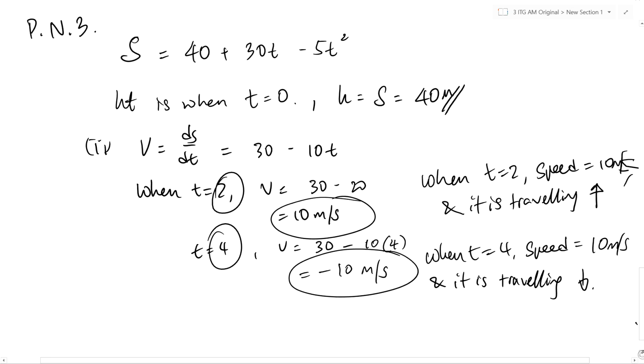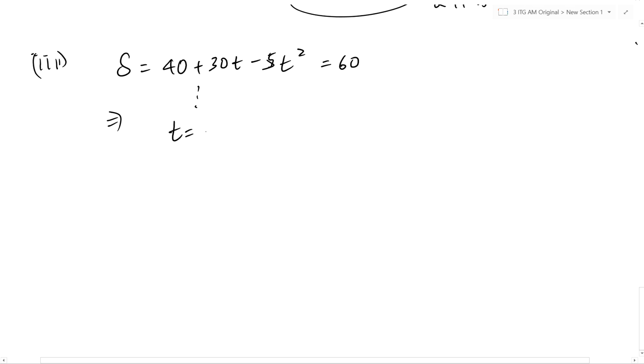Next, part 3. Find the values of t when it's at a height of 60 meters above. So S = 40 + 30t - 5t². Apparently this is equal to 60. You go and solve, you will get, what is the smaller value of t? 0.764. Or t equals 5.224. Okay. So these are the two timings that we have.